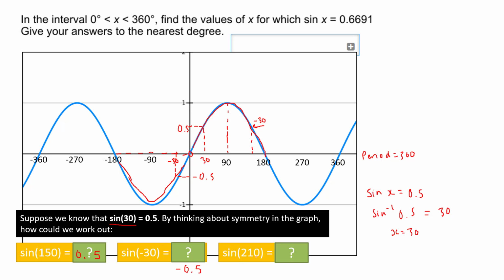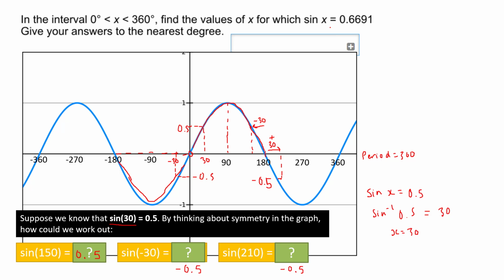Now let's look at sine 210. Can you see sine 210 will be 30 on here? So that'd be plus 30 this way. And you can see the symmetry, it will also be minus 0.5. And you can check on the calculator, and that would be correct, and that should make sense.